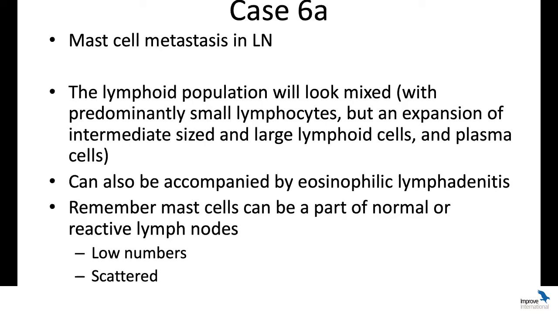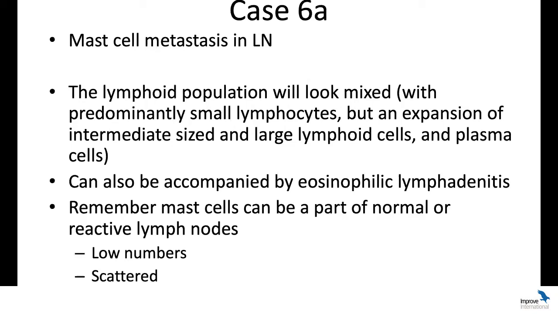And the lymphoid population will look mixed. A lot of people were saying we have mediums and we have smalls, and that is correct. There were predominantly small lymphocytes, and there was definitely an expansion of the medium and even some plasma cells. But you also had this population that was not normal within that lymph node.